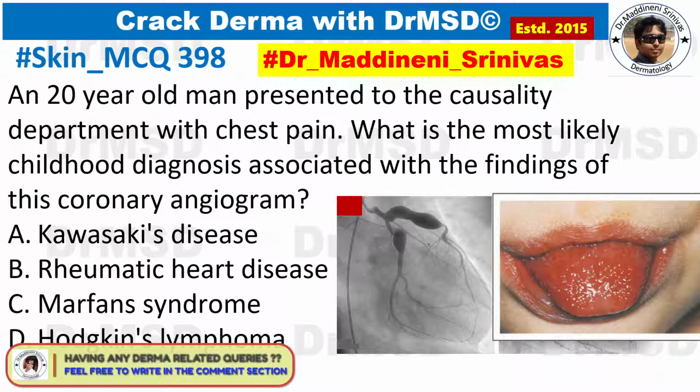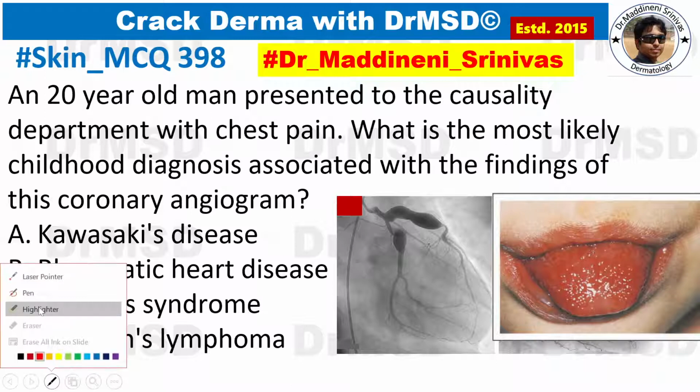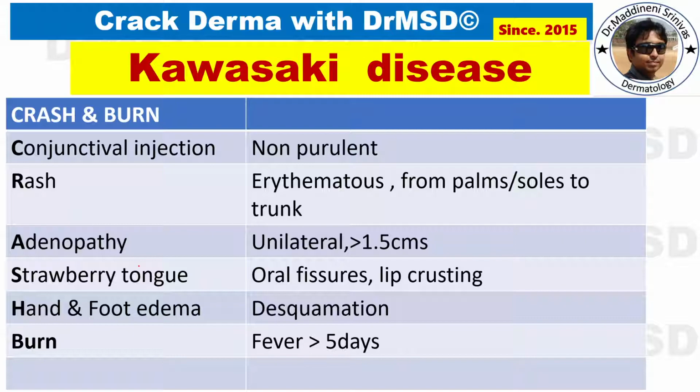And on the right hand side you are able to see that the tongue is appearing very red in color, and you are able to see that there are some prominent papillae which are present, and this is called strawberry tongue. So this coronary aneurysm combined with strawberry tongue, we should always think about the diagnosis of, yes, it is Kawasaki disease. So here the answer is Kawasaki disease.